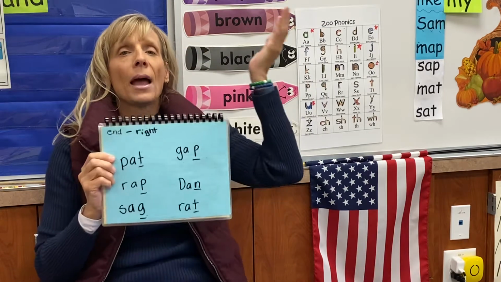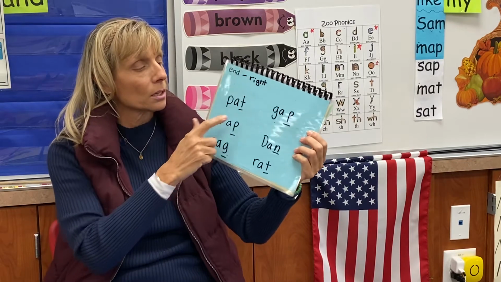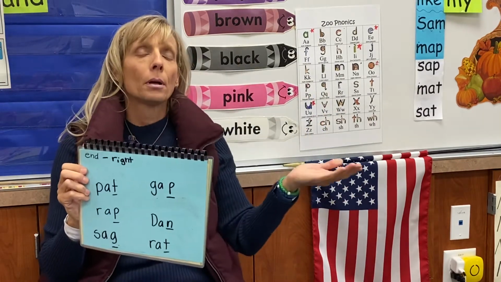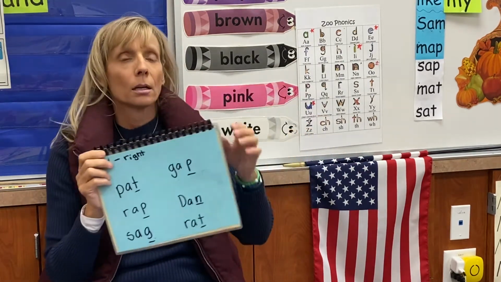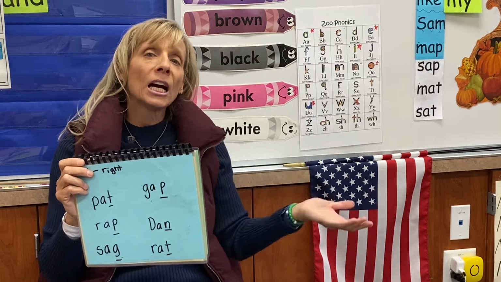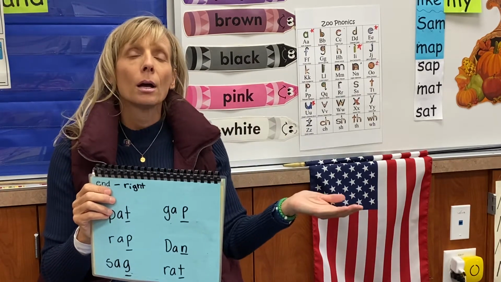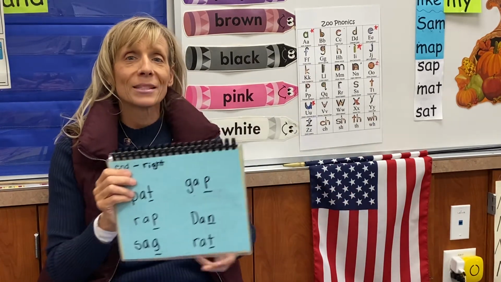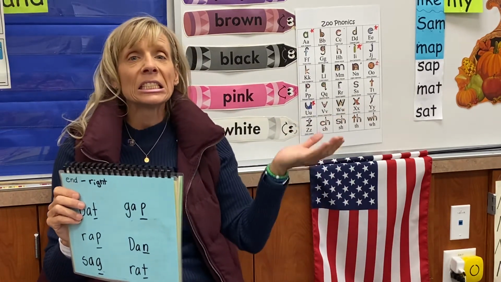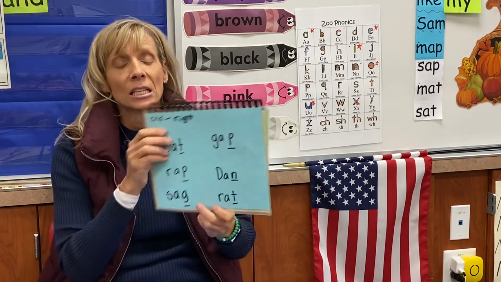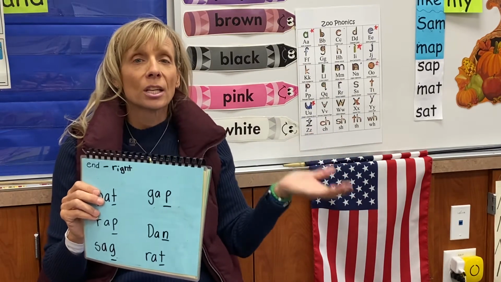Pat. Pat. T. The ending sound is t. Wrap. Wrap. P. The ending sound is p. Sag. Sag. G. The ending sound is g. Gap. Gap. P. The ending sound is p. Dan. Dan. N. The ending sound is n. Rat. Rat. The ending sound is t.